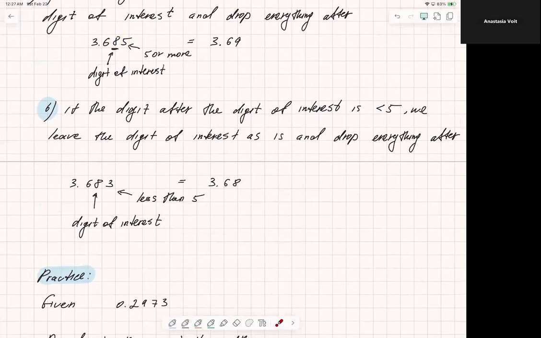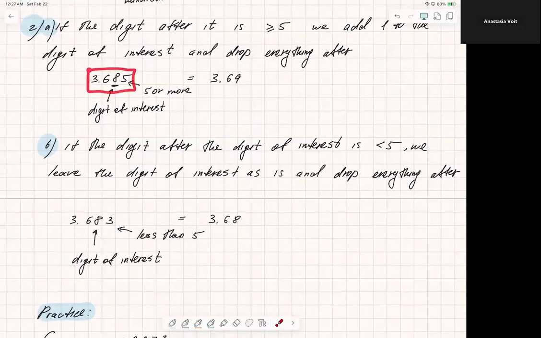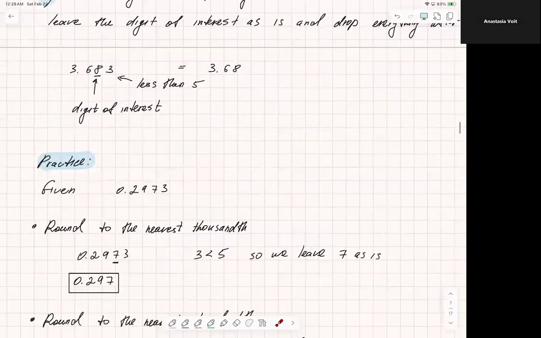Now, if the digit after the digit of interest is less than 5, then we leave the digit of interest as is and drop everything after. So let's say you see the difference. We did before 3.685. Now, let's say, for example, we have 3.683. So the only difference is this 5 and 3, right? And we want to round to the nearest hundredth. So the digit of interest is this 8, right? Now we look at the 3. 3 is less than 5, so we don't add 1 to 8. So we will just drop 3 and that's it. So we will have 3.68. So 8 stays as it is.